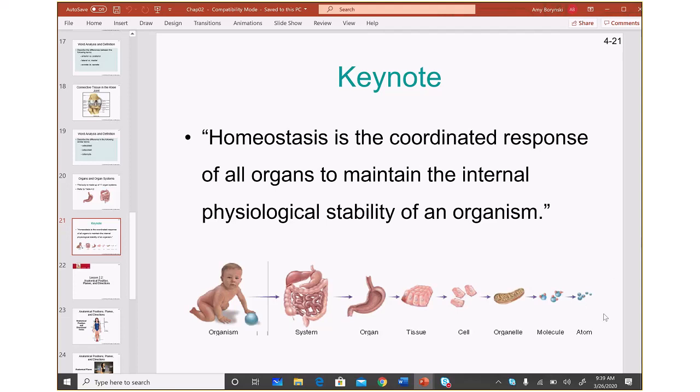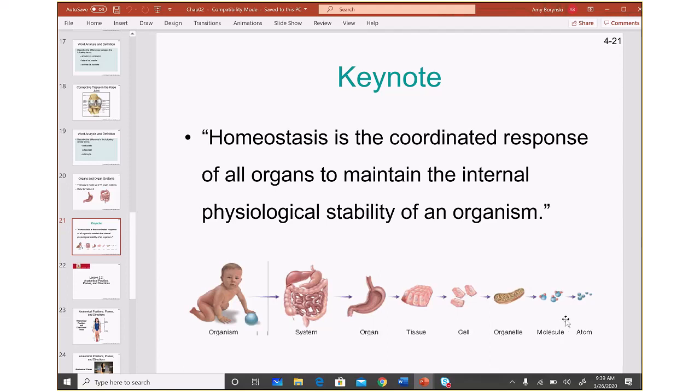Okay, so the smallest structure of life happens to be a good old atom. So when we get to A&P1 next semester, we'll talk about electrons, protons, neutrons, right? That kind of crazy stuff. Okay, but that is the atom. All right, when more than one atom joins together, we refer to it as a molecule.